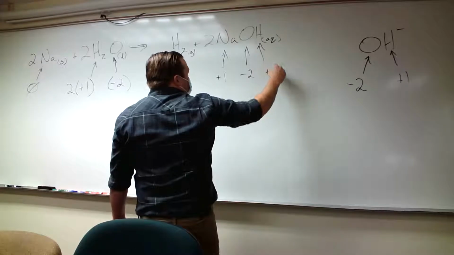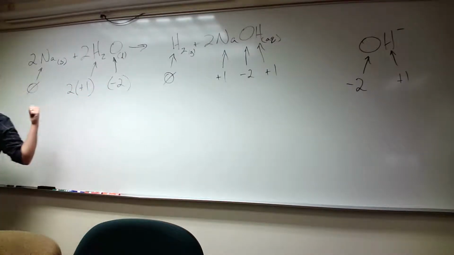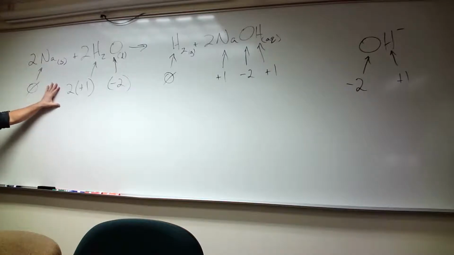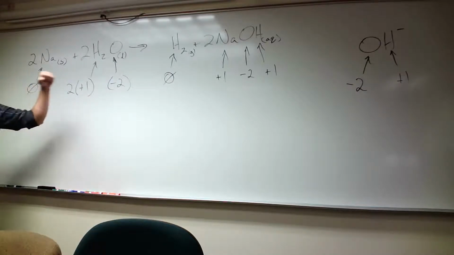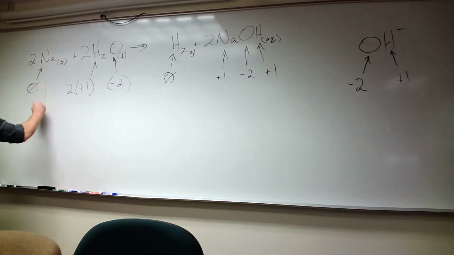Did the oxygen really play a role in this reaction? No. It stayed the same. It changed forms a little bit, but its oxidation state didn't change. So the oxygen is neither the oxidizing agent nor the reducing agent. It's being neither oxidized nor reduced. Sodium went from 0 to +1. So it lost or gained an electron? It lost an electron, which means it was oxidized. LEO says GER, right? Lose electrons is oxidation. Which would make it the reducing agent.